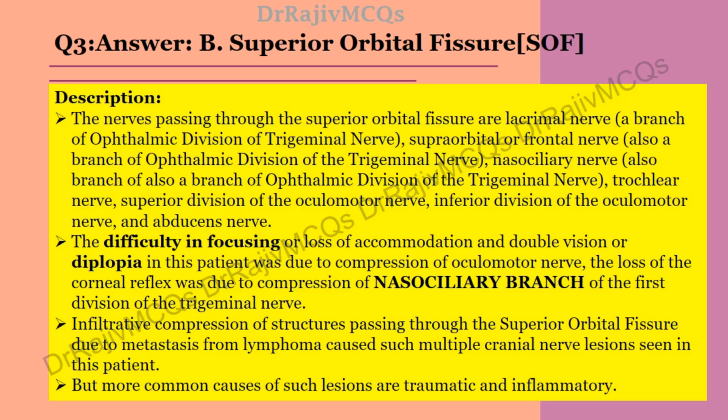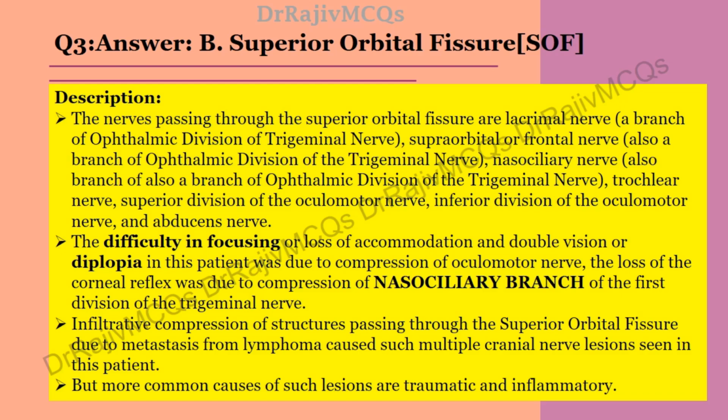Lacrimal nerve, a branch of ophthalmic division of trigeminal nerve. Supraorbital or frontal nerve, also a branch of ophthalmic division of trigeminal nerve. Nasociliary nerve, also a branch of ophthalmic division of trigeminal nerve. Trochlear nerve, superior division of the oculomotor nerve, inferior division of the oculomotor nerve, and abducens nerve.